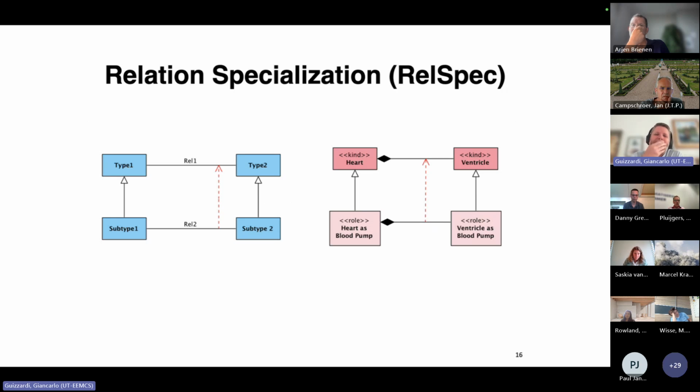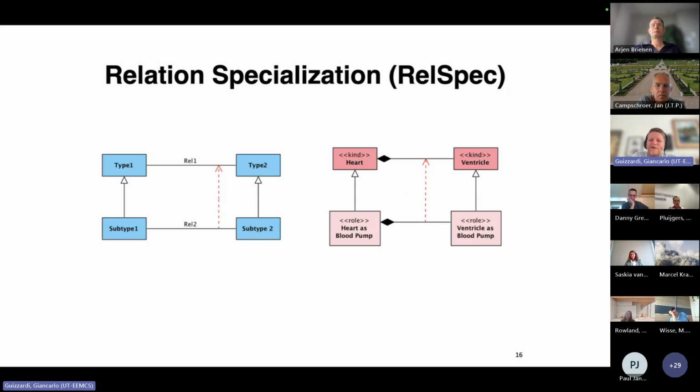Here's a final example. You have two types, a relation between these types, two specializations of these types, and a relation between these specializing types. Typically, there is a relation between the two relations, right?